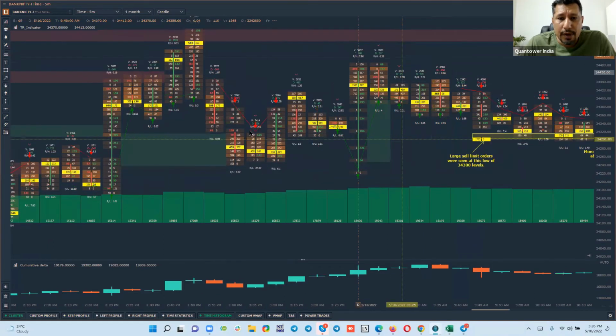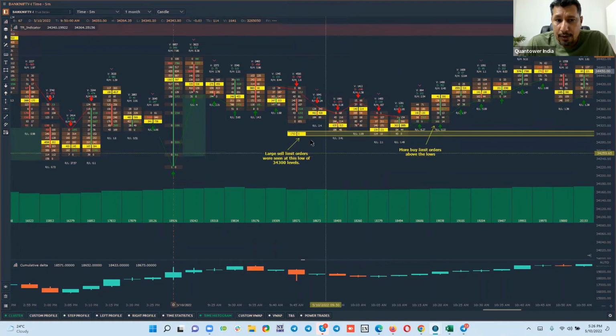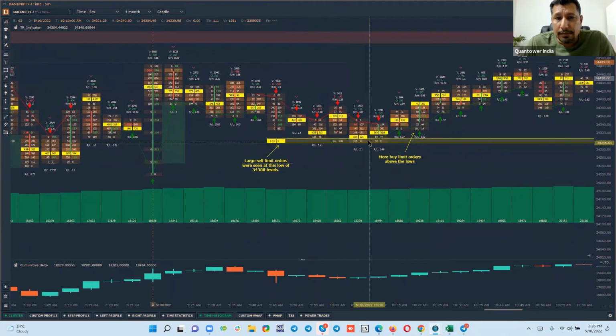Similarly, if you look at today's charts, you can see that there is a stacked imbalance formed out here. There was a stacked imbalance formed out here as well, but this was quickly broken. But there was a lot of buying at this level. So we will discuss this particular setup in detail, why this has happened, and what is the significance of this.